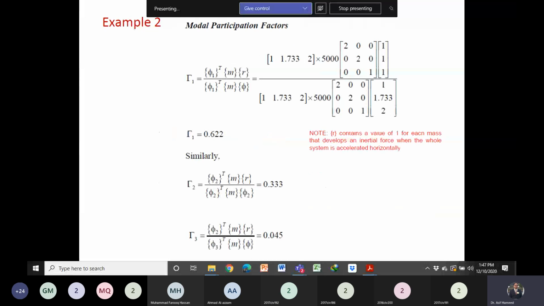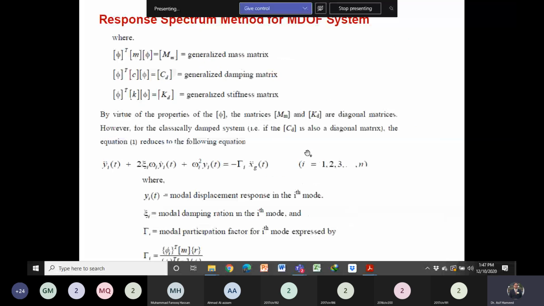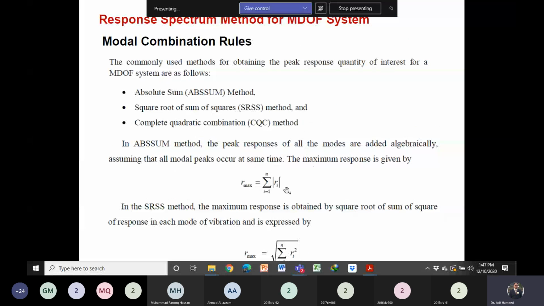Look at the modal combination rules. These are the modal combination rules. So first value is positive. So you have to add the absolute values of the different responses. Without the sign, simply add the values. Okay, sir. Okay, that is the absolute sum method. Second is, if you will take the square of the negative value, answer will be positive. Take the square of each response, sum them, and then take the under root.